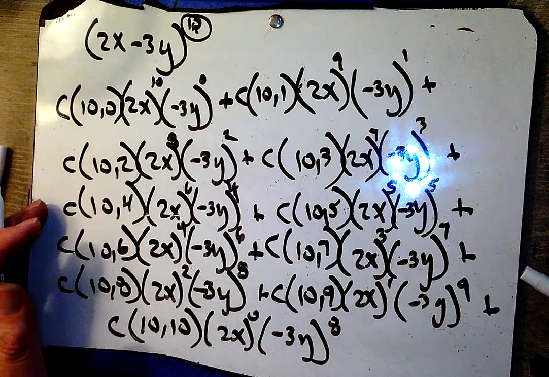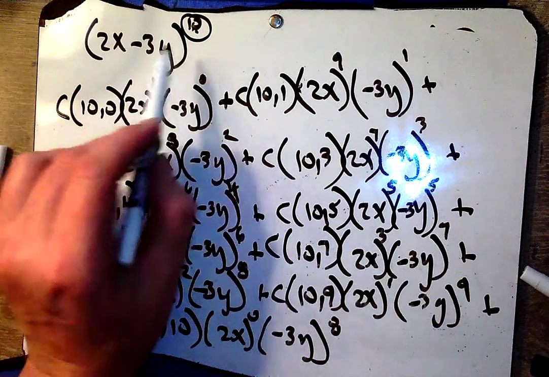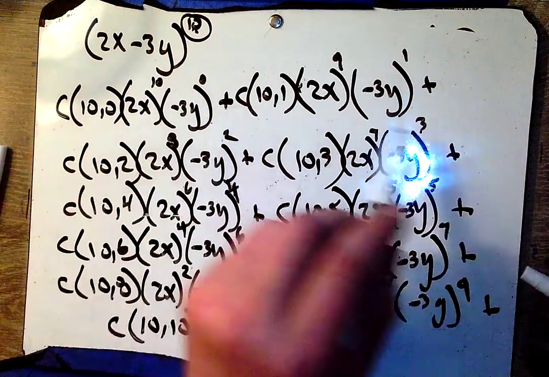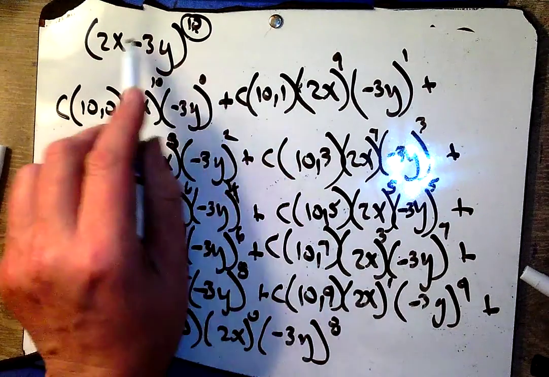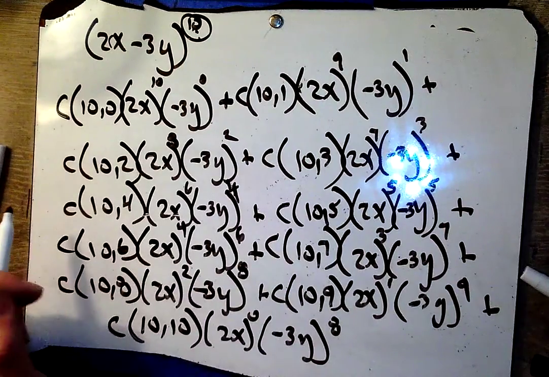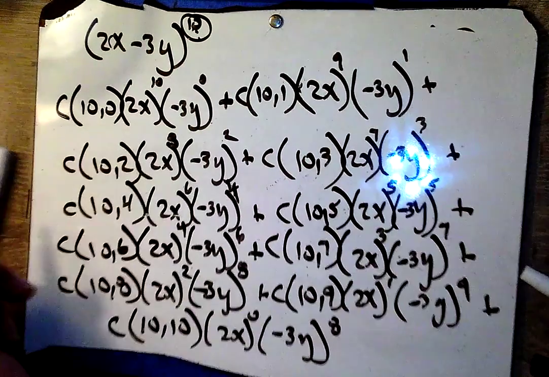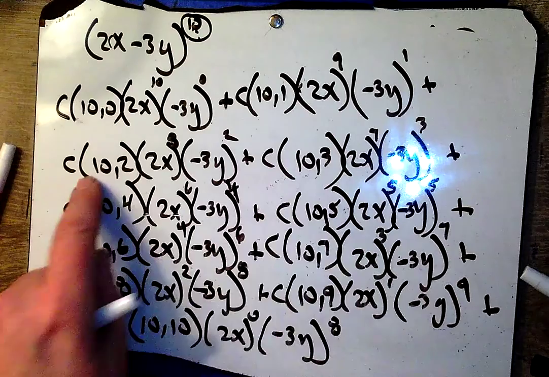Now I know it's not quite done yet, is it? It's certainly faster to finish this than it is to FOIL that out to the 10th. Oh my goodness. But I do have a bunch here still to do. I need to find all these combinations. Okay?